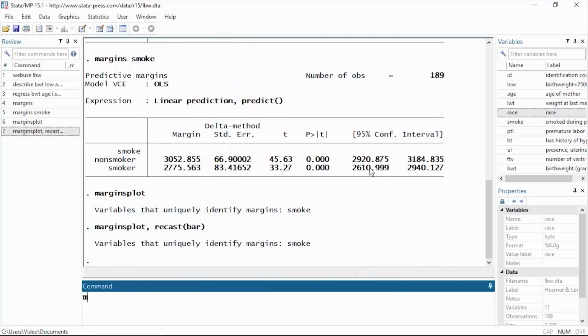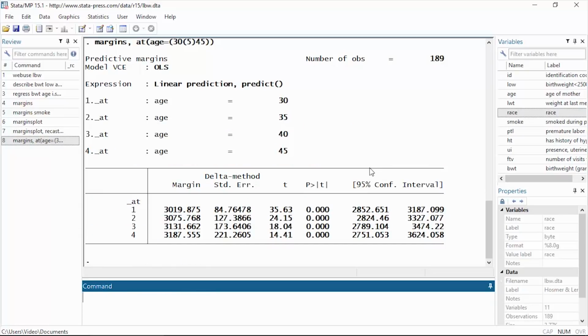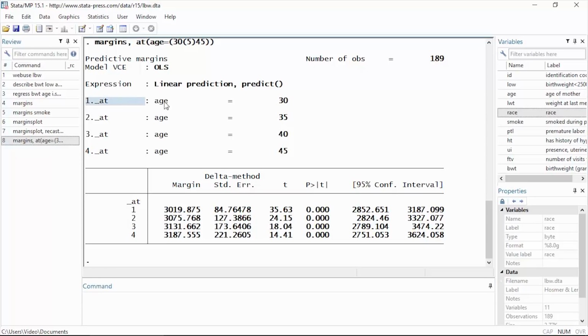Now, watch this. I can type margins, comma, at(age equals, and in parentheses, I'm going to type 30, 35, 40, and 45. And this is going to calculate the average predictions, assuming all mothers are age 30, 35, 40, and 45. And here at the bottom, these are expressed as at. So at 1 is age equal 30. So the expected birth weight for an infant of a mother who is 30 years of age is about 3,020 grams.